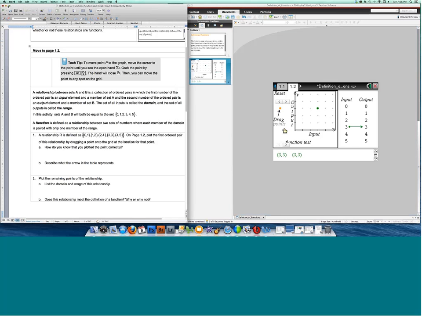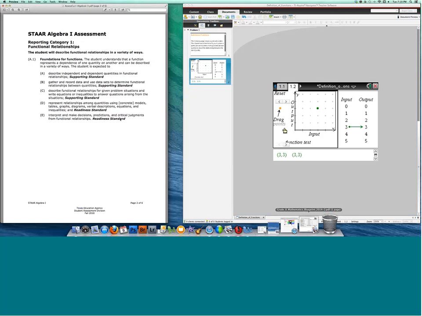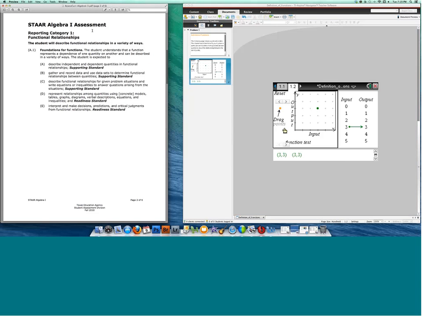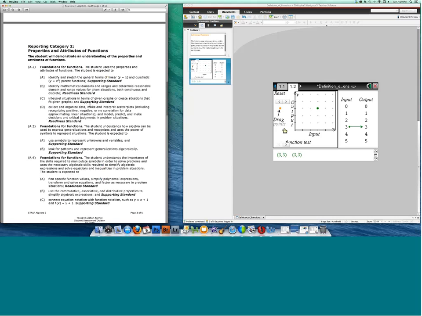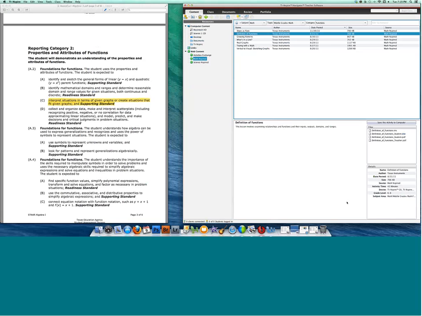Thanks. Well, the next one that we want to look at is we'll start with the standard, and we're going to look at our algebra text in A to C. And in A to C, let's give you just a minute. We're looking at still the foundations for functions and using the properties and attributes of functions, or interpreting the situations and giving graphs and creating the situations to fit those graphs. And you'll notice there that it's a supporting standard.